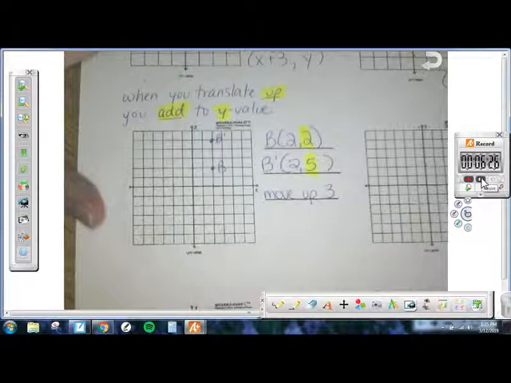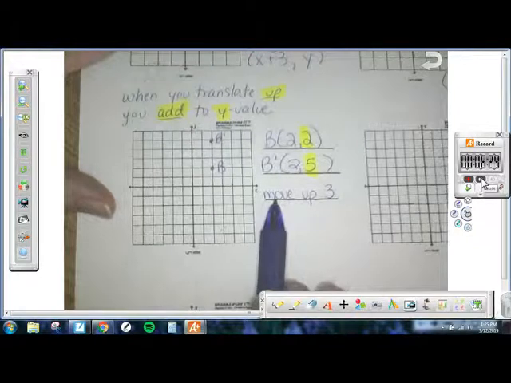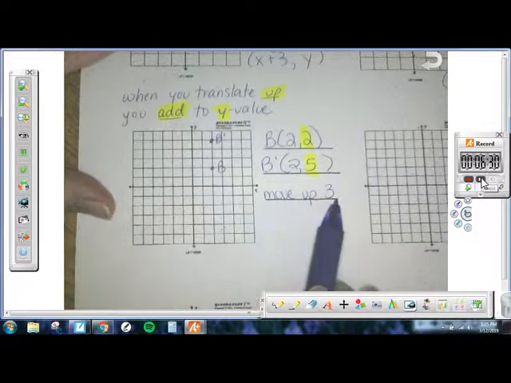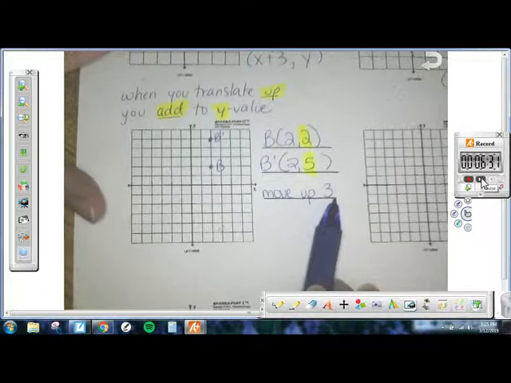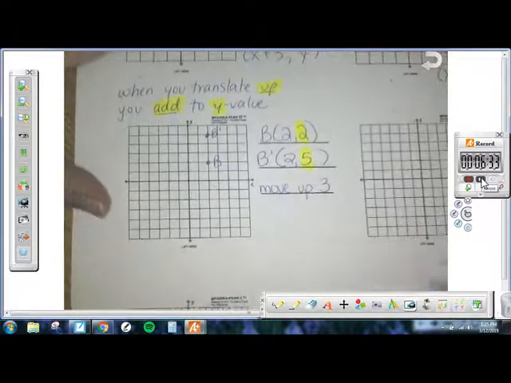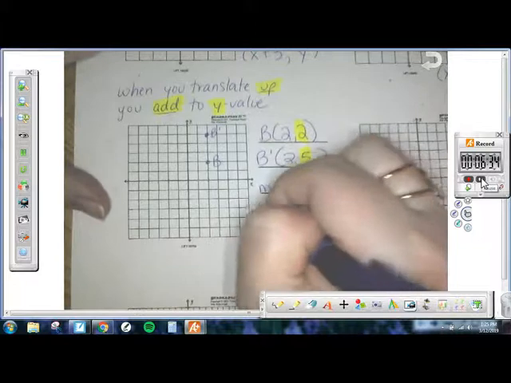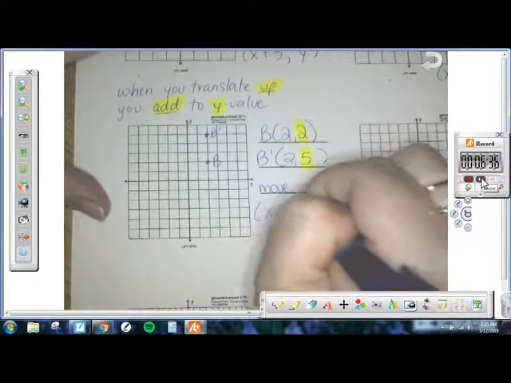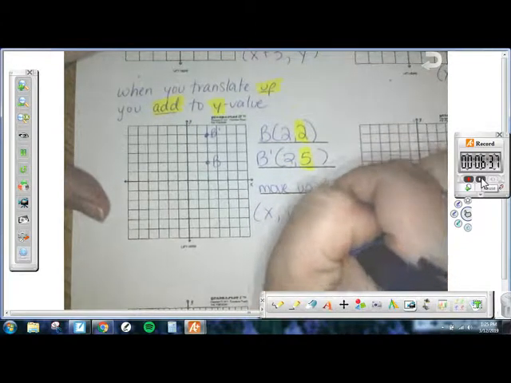Next, try the same thing with B. My original B is negative 3, 2. Now I'm going to put in negative 3 for x. So I have negative 3 plus 5, 2. That gives me 2, 2. Is that what we got for B prime? Yes, it is.